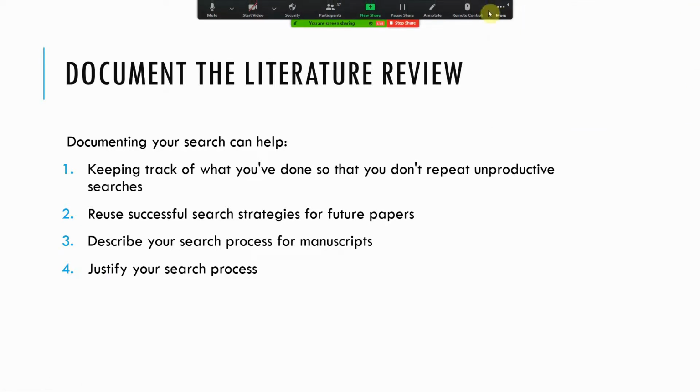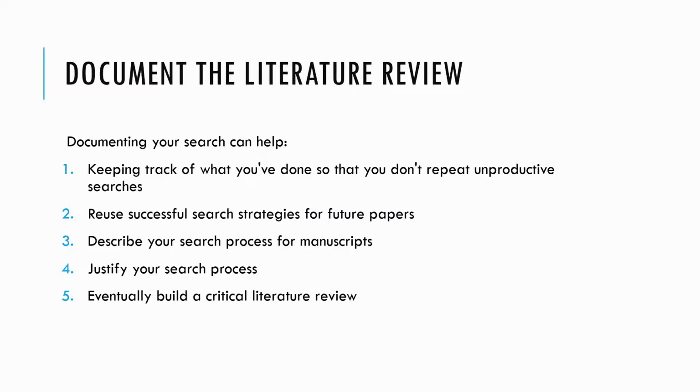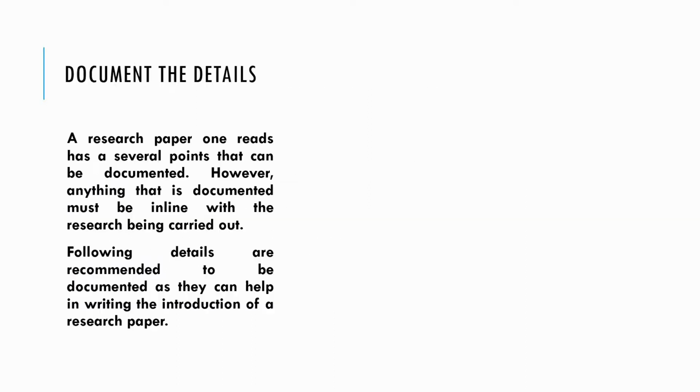Now, eventually build a critical literature review. Once you have stored and documented the information, the literature that you come across, the literature that you read, you can easily build a critical literature review. Now document the details. A research paper one reads has several points that can be documented. However, anything that is documented must be in line with the research being carried out. You have to have focused documentation of whatever you are reading.